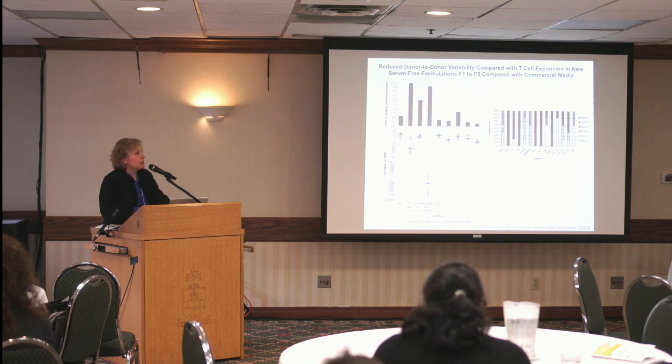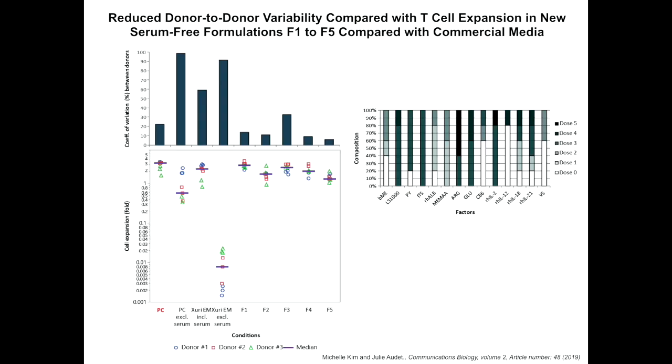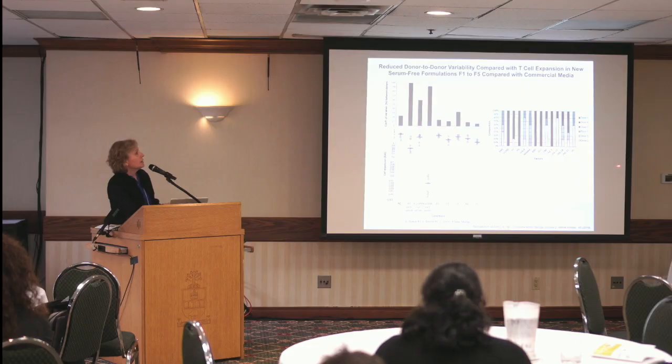Something that was interesting is that when we look at the variation from donor to donor, usually when serum is removed from the commercial media, there's a huge increase in the coefficient of variation from donor to donor. However, in our formulation, the variability was lower. And this is the overall composition of the 5 formulations. So you can see it's rich in arginine, glutamine, interleukin-2.